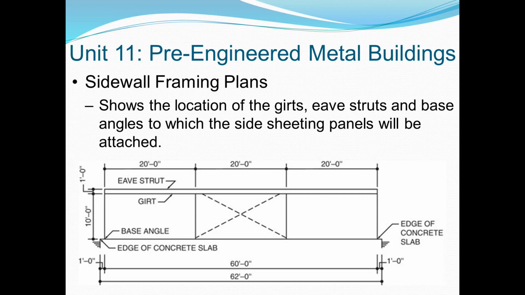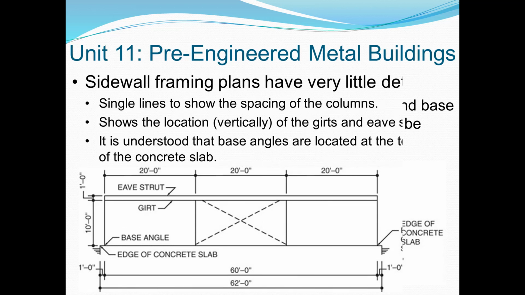Typically, a sidewall framing plan has very little detail. You'll notice there's no thickness to the columns, no thickness to the girts, that sort of thing. With our section that we're going to do, we're going to actually show a full section. Single lines are usually used to show the spacing of the columns, and show the location vertically of the girts and eave struts. It is understood that base angles are located at the top edge of the concrete slab.